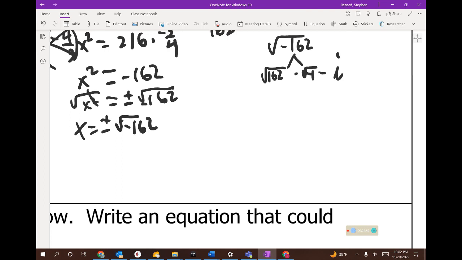So now all we have to do is find the square root of 162. It's even, so I know it's divisible by 2.